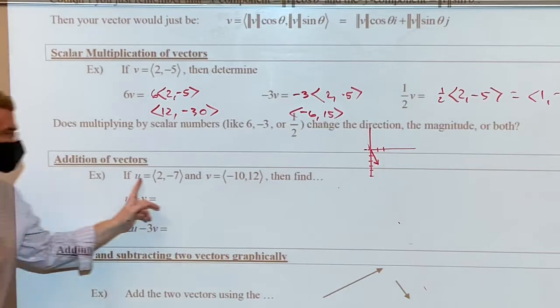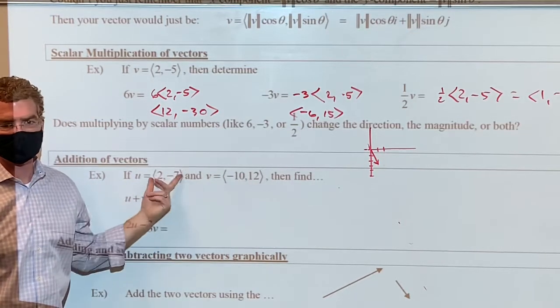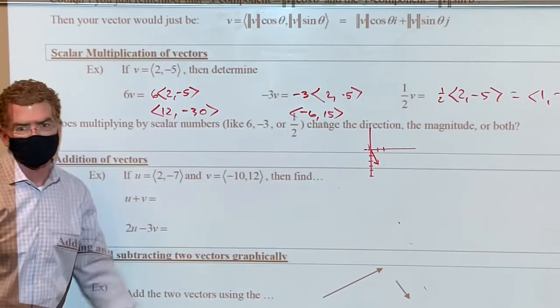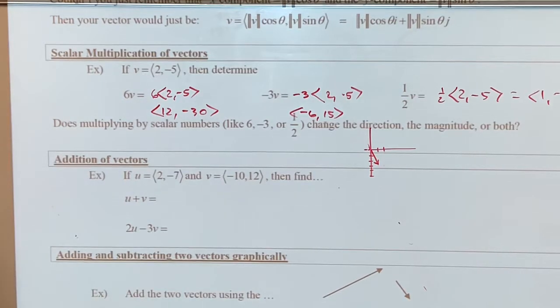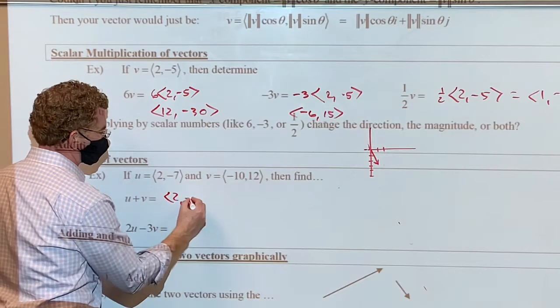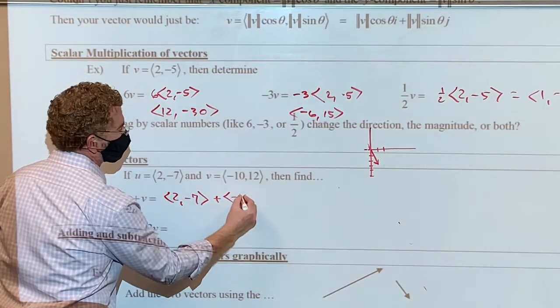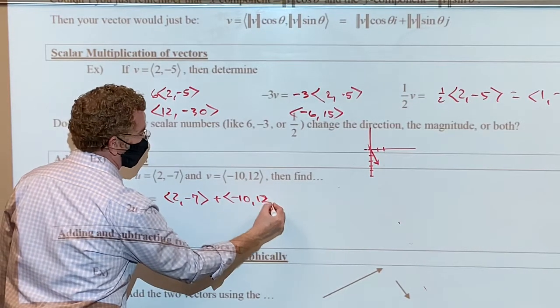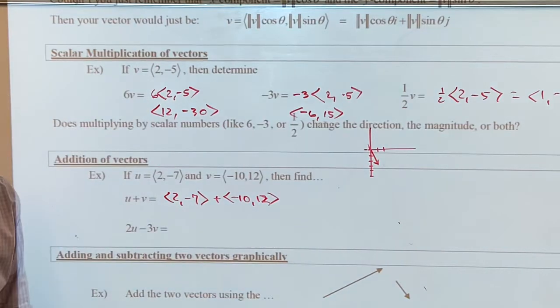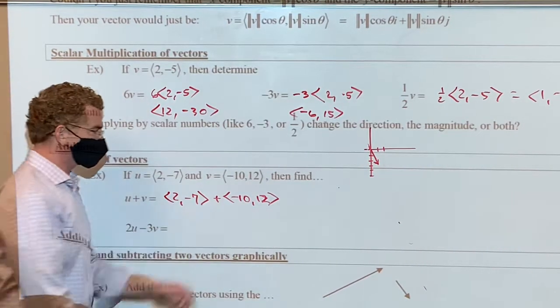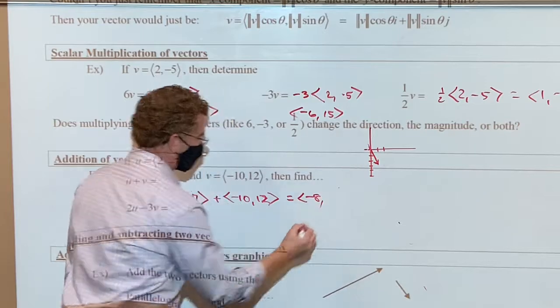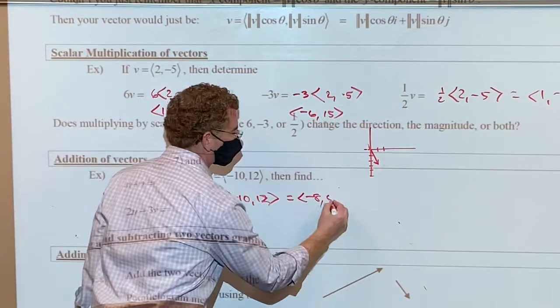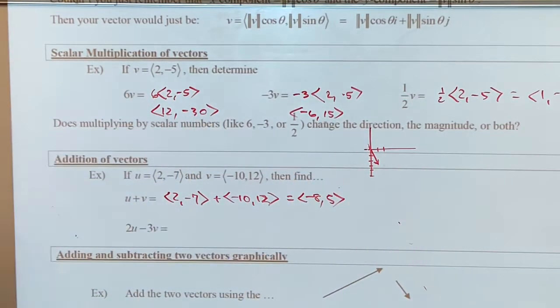And adding vectors, this is the real glory of matrices. It's going to make a lot of the ugly trig geometry stuff that you've done in the past so much easier. What do you think you would do for a 2, negative 7 added to a negative 10, 12? Just take a random guess. Add the x's, add the y's, and there's your vector.